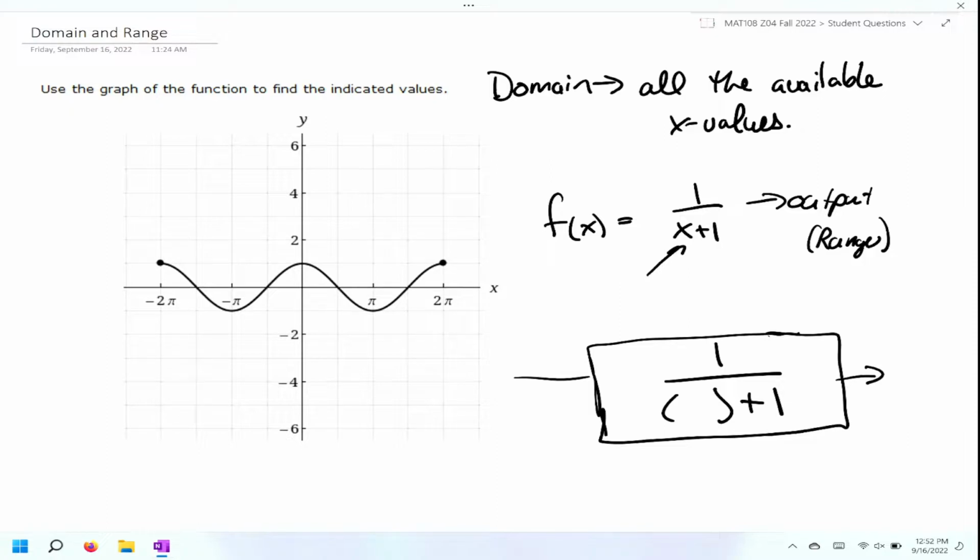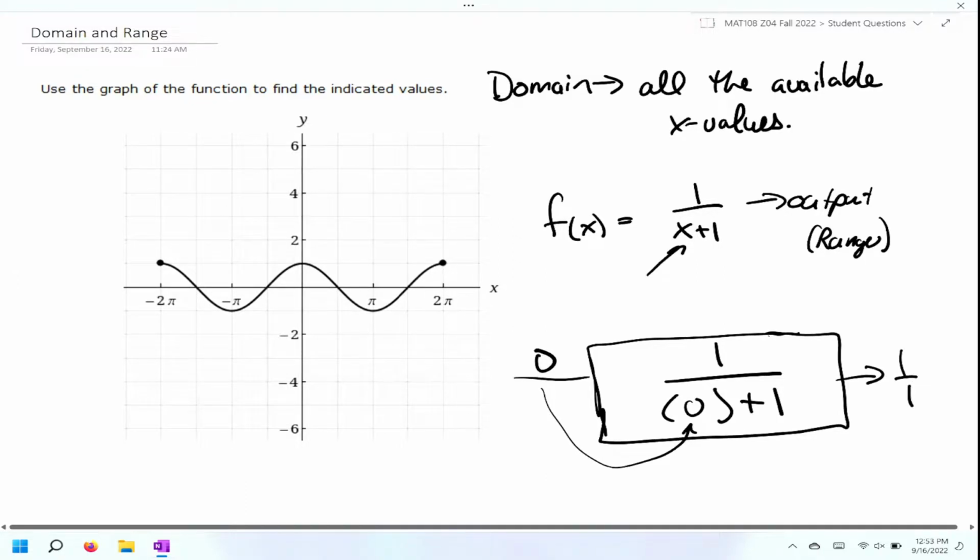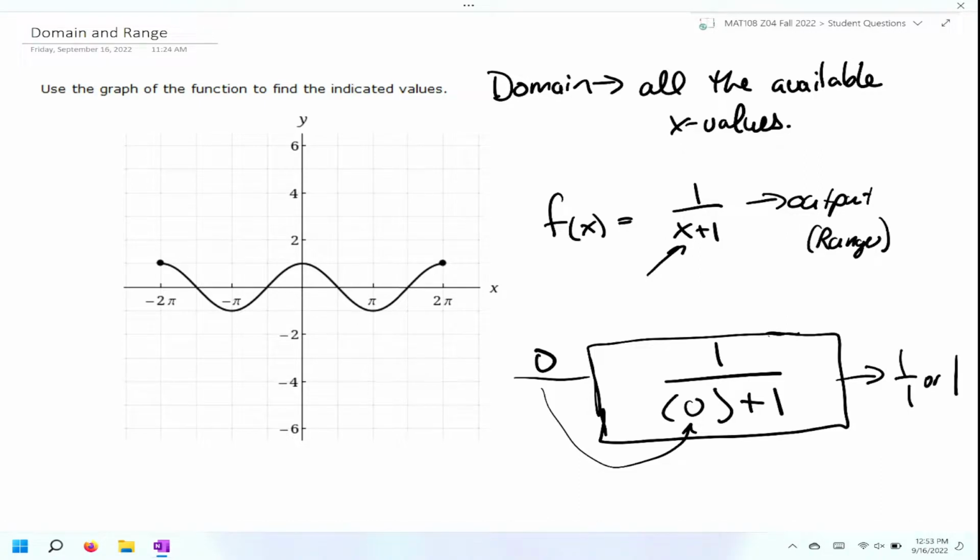So if you typed in 1 into the calculator and you hit enter, this 1 would go right here. And then the calculator would display 1/2, okay? Likewise, if you substituted in, let's say, a 0, okay, then the 0 would go right here and the calculator would display 1 over 1 or just 1 itself, all right? So this is how functions and domains work.